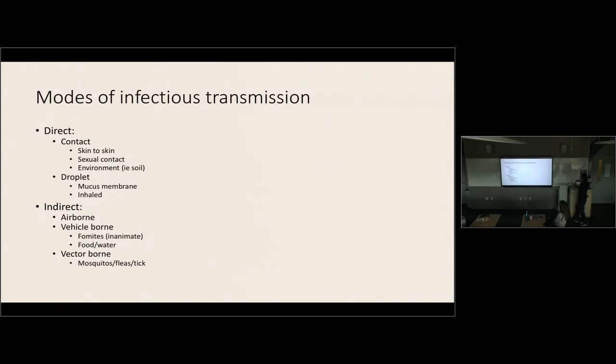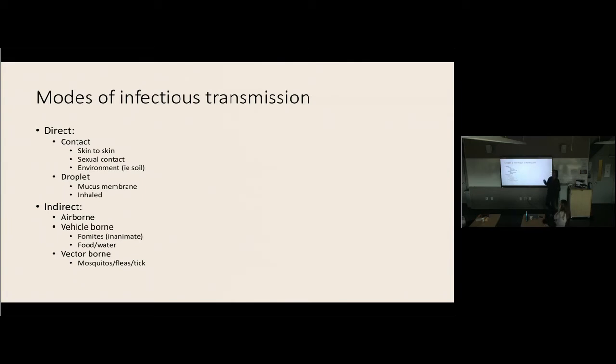The ways that we get infections, again, pathogens only cause problems if they get into our body. There are lots of different ways to classify this, and they're not necessarily that important. This is one classification scheme, which separates direct transmission from indirect transmission. Direct can be contact, so skin to skin. It can be sexual contact or body fluids, or environmental. So if you step on a worm and it burrows through your skin, that's direct contact. Droplets, where you're inhaling bacteria into your lungs.